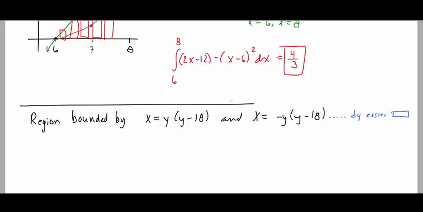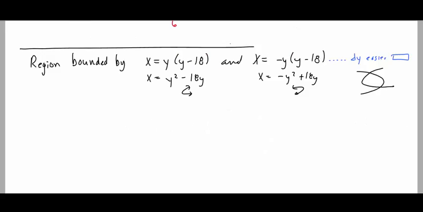Okay, so I'm going to leave these, distribute: y squared minus 18y. This would be a negative y squared plus 18y. So y squared minus 18y, that's a parabola opening on its side to the right. This is a parabola opening on its side to the left. So my thought is this is going to look something like that.